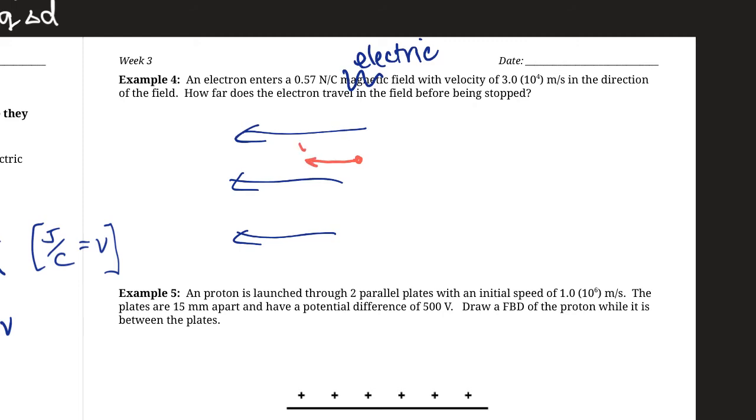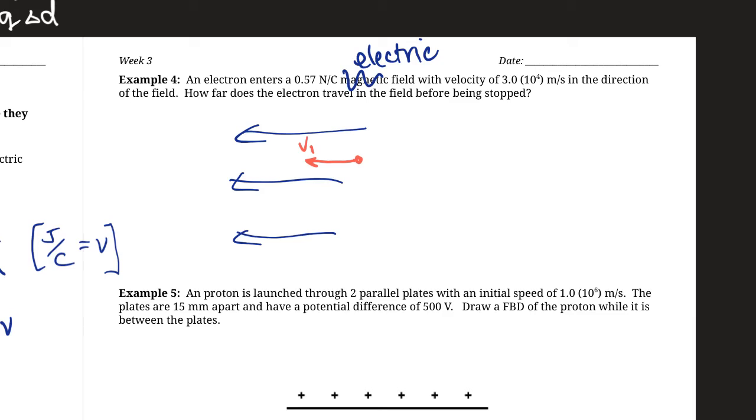So this is our initial velocity, right? It's got this big velocity, 3 times 10 to the 4 meters per second, moving very fast in that direction. How far does the electron travel in the field before being stopped? Well, you might be tempted to say, what do you mean being stopped? It's going in the same direction as the field. It isn't going to push it that direction.